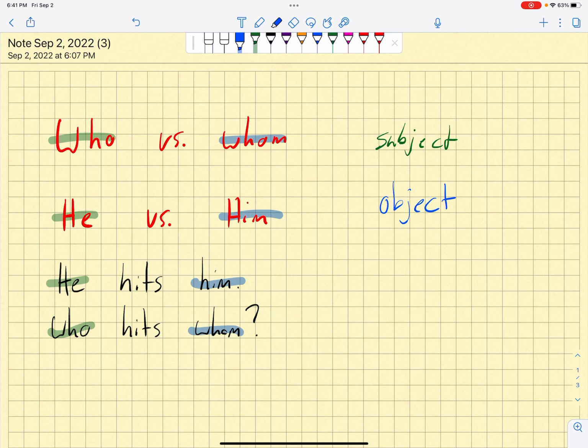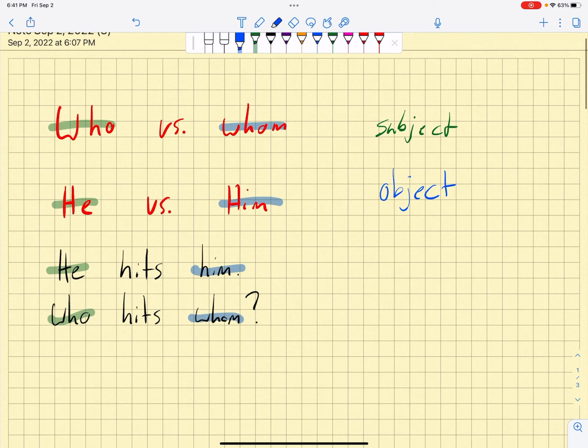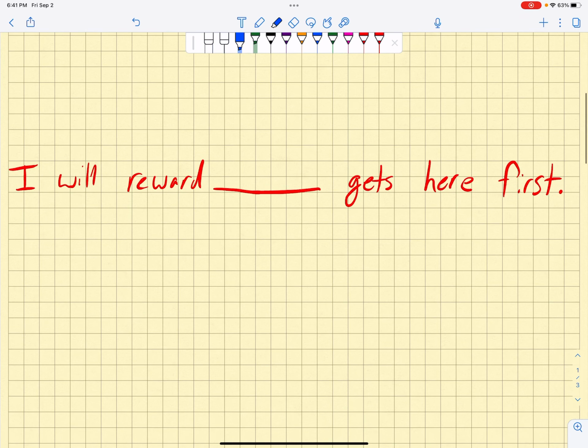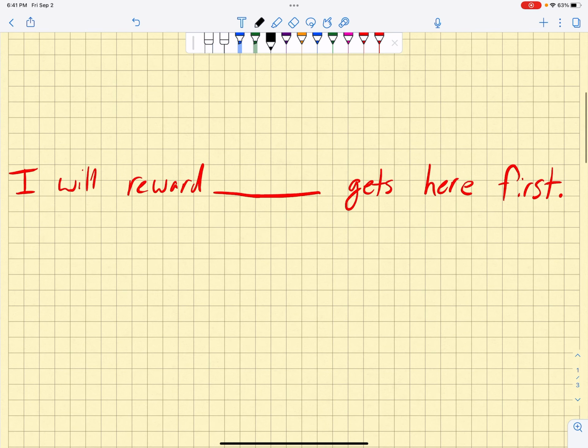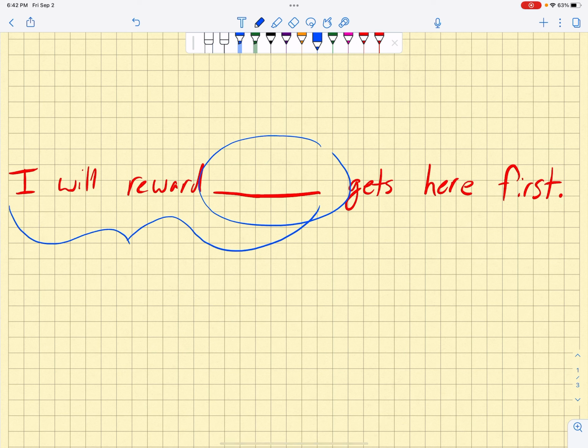So that's easy enough, but where it gets tricky is in a sentence like this. I will reward blank gets here first. So in this case, we have a problem right here because this is an ambiguous pronoun. So, I will reward him or whomever, right? Those are both the objects of this first half of the sentence.